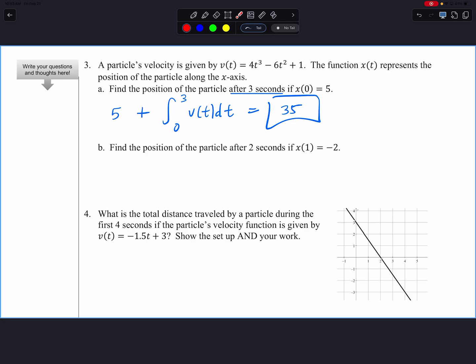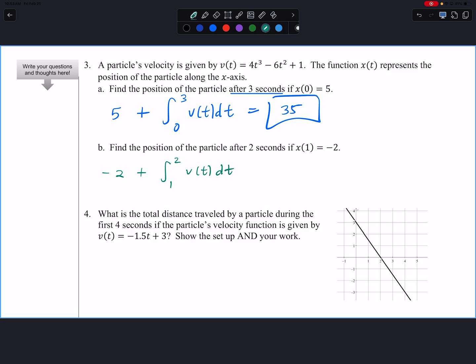Part B, find the position of the particle after 2 seconds, if x of 1 is equal to negative 2. Anybody want to take a crack at it? What do I start the equation with? So negative 2 plus what? Integral from what? 1 to 2?